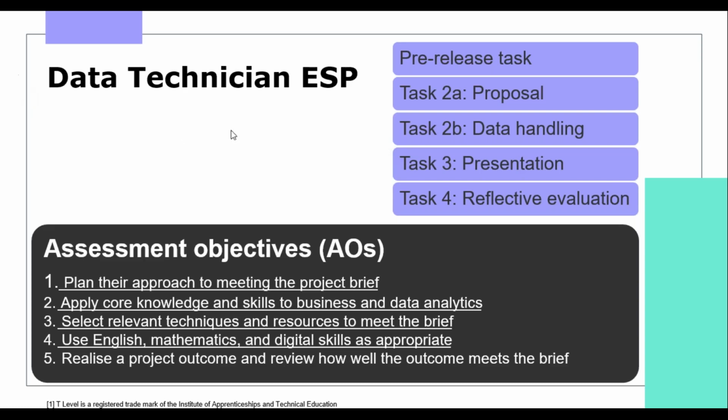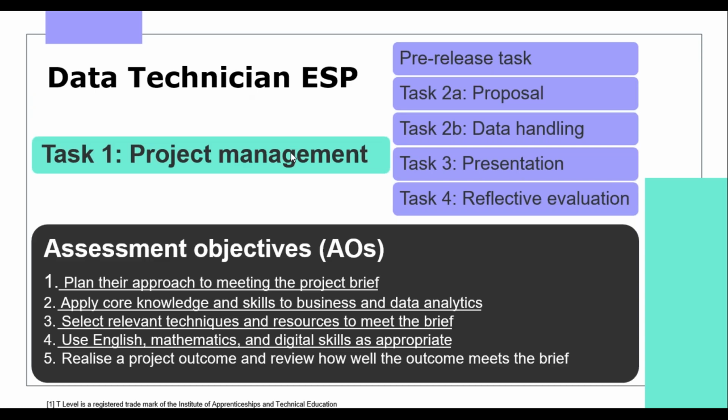This video will focus on task one, where students will be project planning using the information from the brief. And this task will be assessing assessment objectives 1 through 4. Now, AO4 marks are available for students demonstrating their English skills as well.